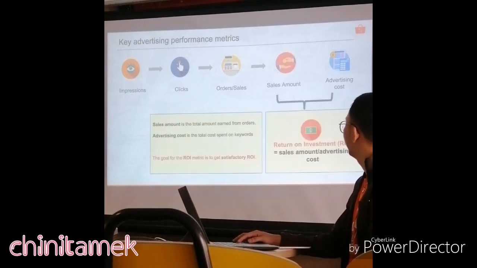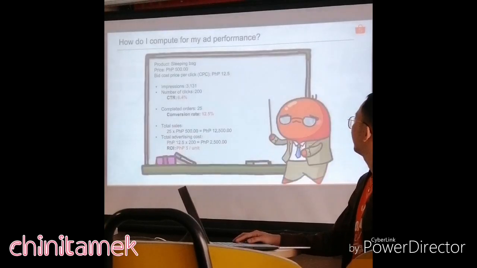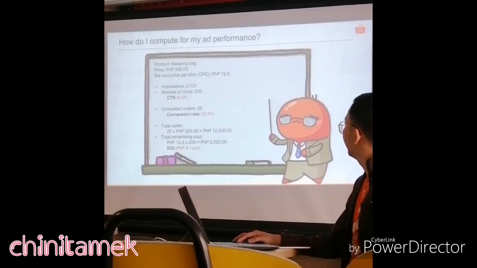And of course, for ROI the goal is to get the satisfactory ROI, or the ROI that you want. The average ROI for paid ads users is around 7 to 9. There are sellers who gain as much as 14 or 15 for their ROI. So how do they do this? This is an example of how you can compute for it, but this is actually uploaded in the Seller Education Hub. We will show you later where you can find this so that you can use it as reference.